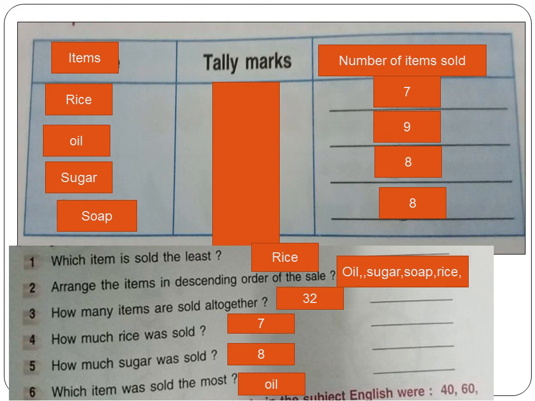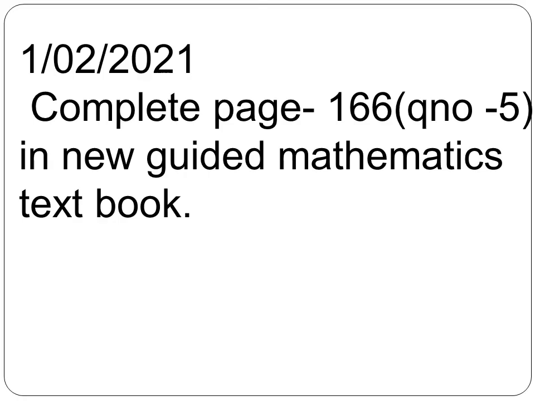Copy neatly in your maths classwork, and tally marks you have to do by yourself. So this is your homework. You have to open page number 166 in the New Guided Mathematics textbook. You need not copy the 5th question in your maths classwork. Just you have to represent the given data in tally marks. You need not copy the question. Just you have to make the tabulation with 3 columns and put it in tally marks.